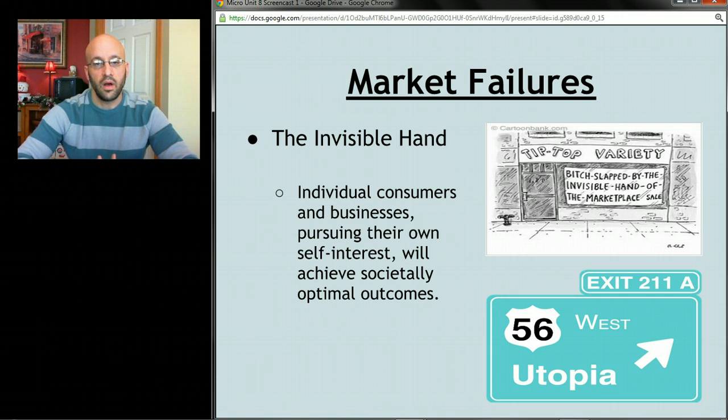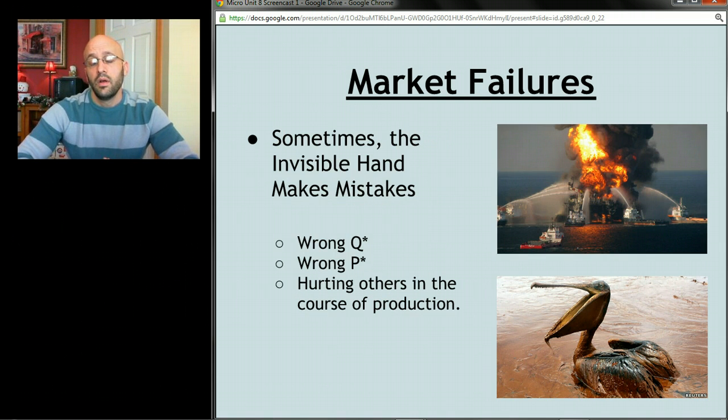And one of the big themes of microeconomics is that if you leave the free market alone, we're going to get good outcomes, quote unquote, good outcomes. In this unit, we're going to start to see that maybe that's not always entirely true. And when we don't get a good outcome, we call that a market failure. In other words, sometimes the invisible hand makes mistakes. Sometimes if we leave it to the free market, it's not going to do the thing that's best for society.